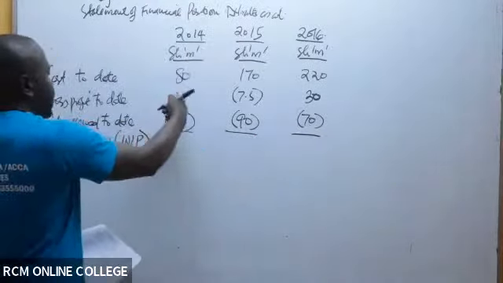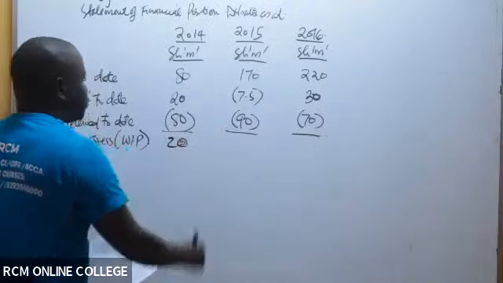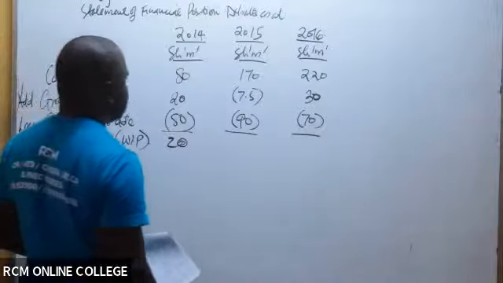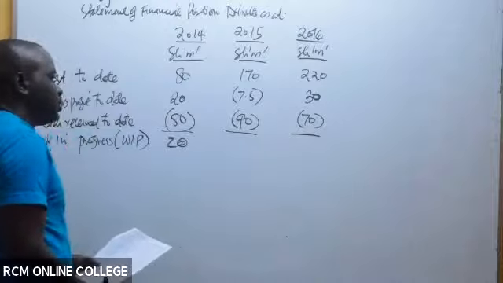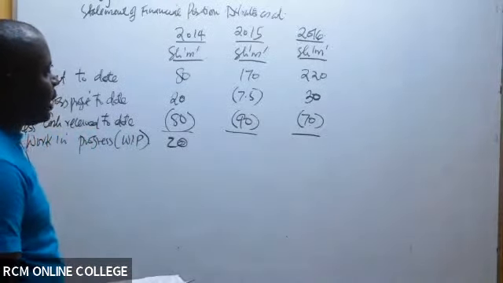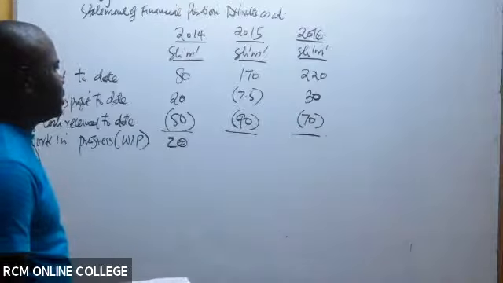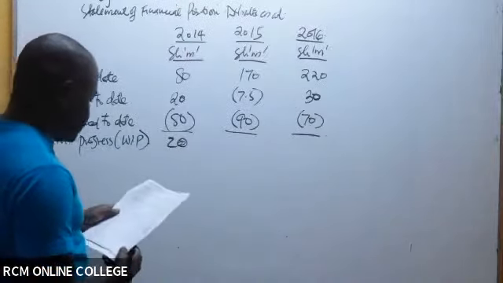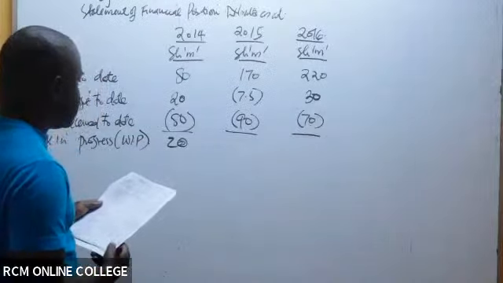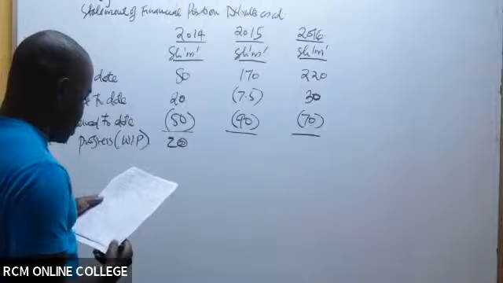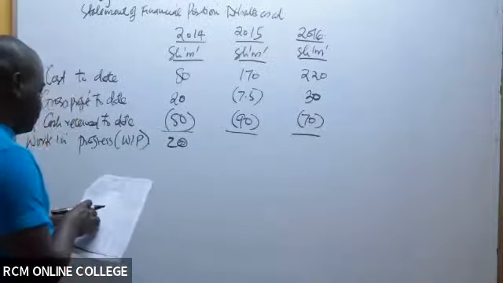So I think this one is 100 minus 80. It is 20. So this one is 170 minus 7.5. I think it is 162.5 minus 90. Is it 72.5?